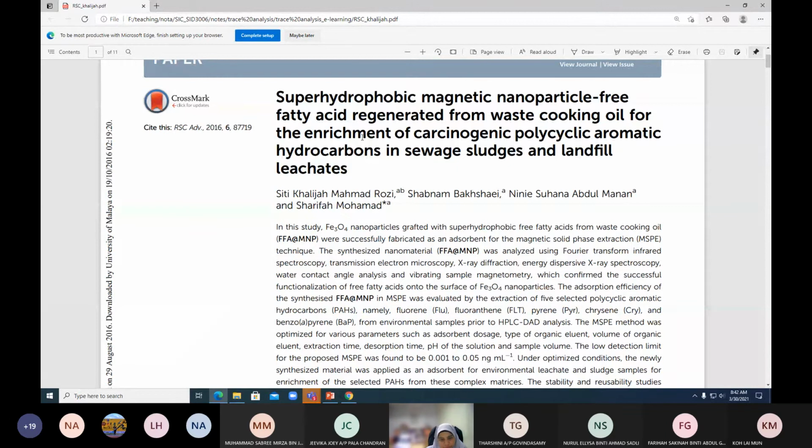This is one of my analyses. One of my PhD students, Siti Halija, who is now a lecturer at UNIMED, did an analysis of polycyclic aromatic hydrocarbons in sewage sludge and landfill. She did method development, developing a material from waste cooking oil for pre-concentration of polycyclic aromatic hydrocarbons in sewage sludge and landfill leachate.